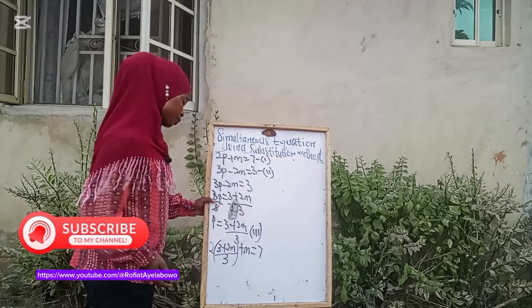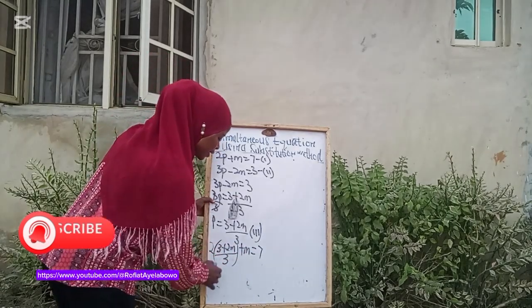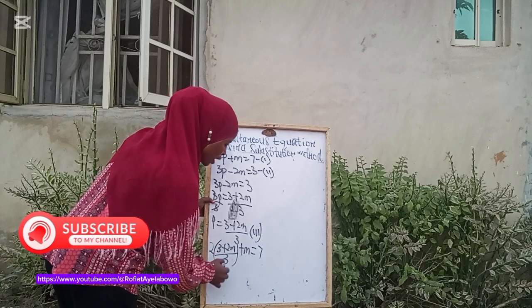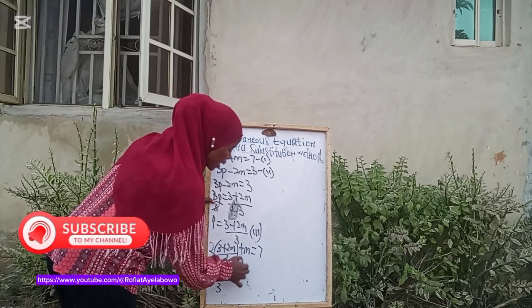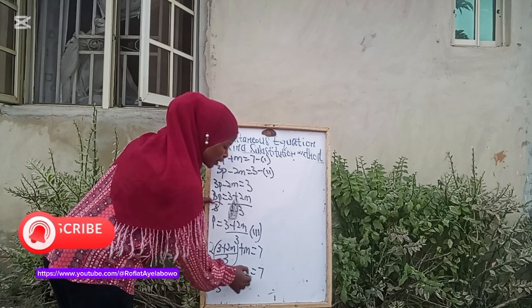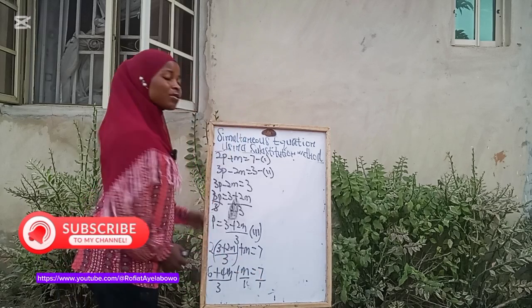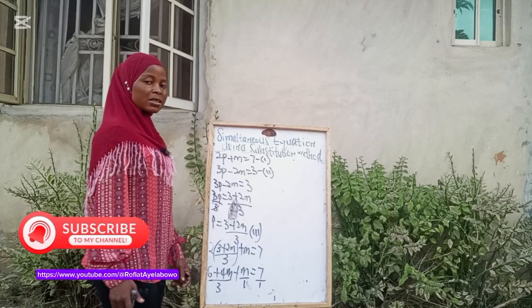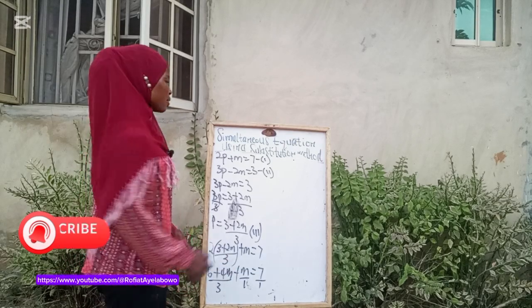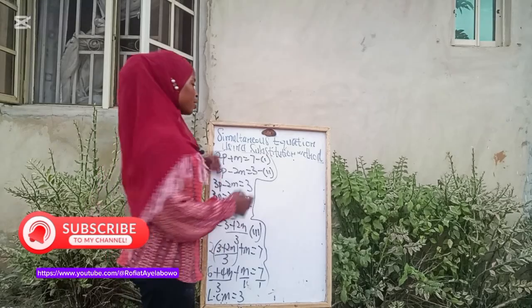Use the 2 to open the bracket. You have 2 times 3, 6, plus 2 times 2M, 4M, over 3 plus M is equal to 7. Write this M over 1 so that it can be in fractional form. The next thing is to find the LCM. The LCM here is 3. Multiply all through by the LCM.